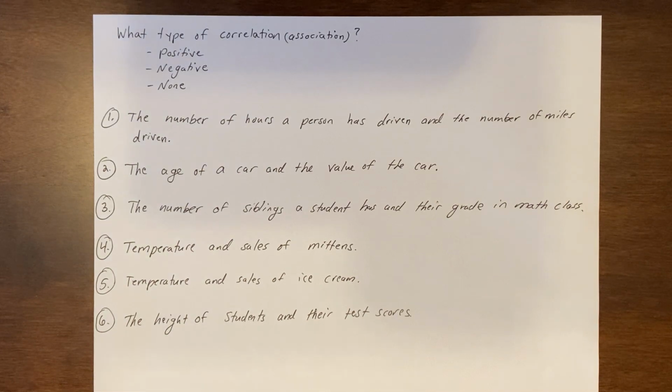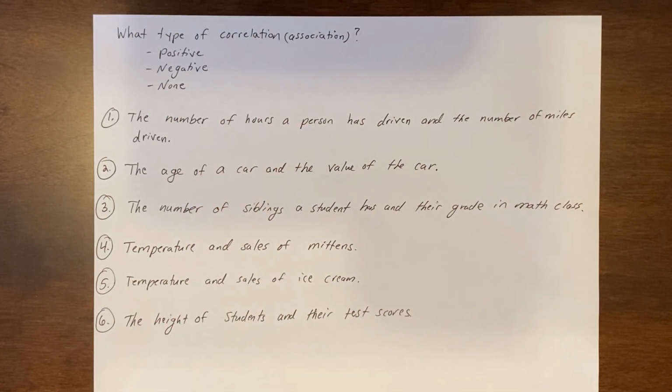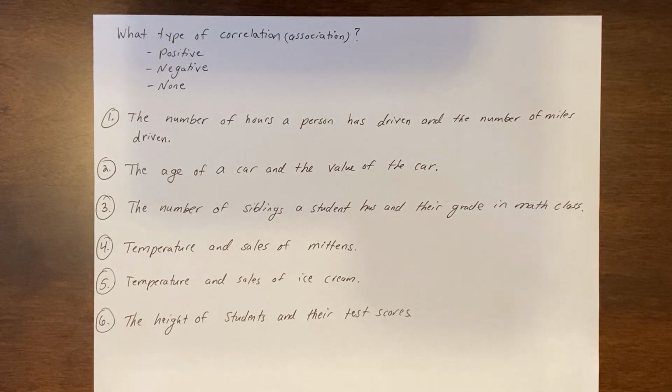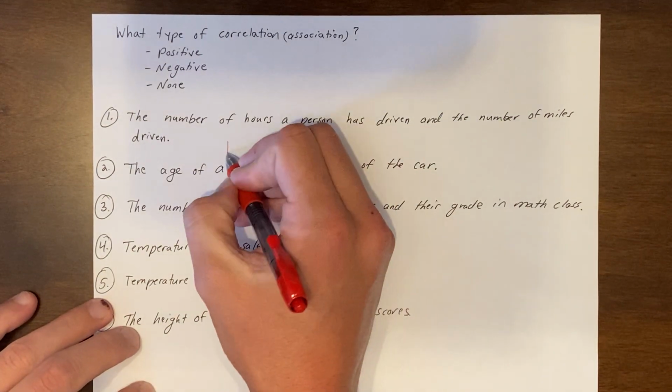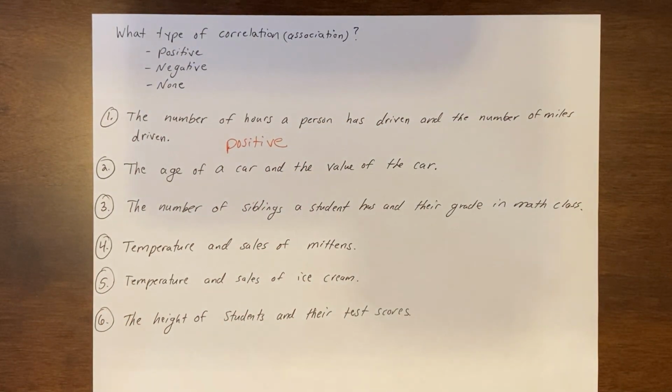Number 1 says the number of hours a person has driven and the number of miles driven. Let's think about it. If the number of hours goes up, so we're driving 2 hours and 3 hours and 4 hours, are the number of miles we drive also going to go up? Well, the answer would be yes. So we would say this is a positive correlation.